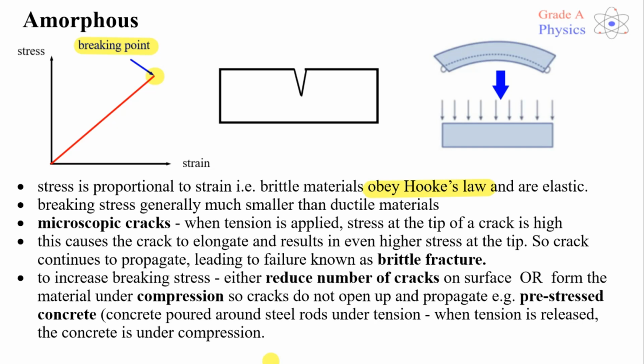So we can talk about how amorphous materials break. You'll have very slight imperfections on the surface of the material, tiny microscopic cracks. When we have a tension applied, if you imagine this little crack and look at the tip, the stress at the tip of the crack is going to be higher, and that causes the crack to propagate.